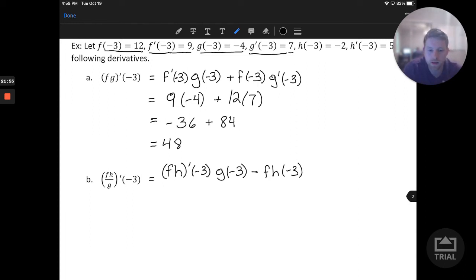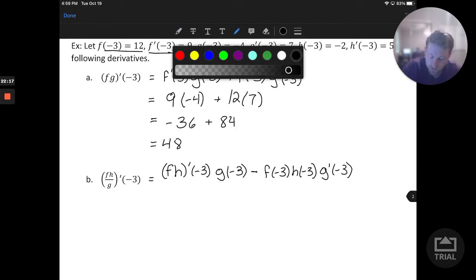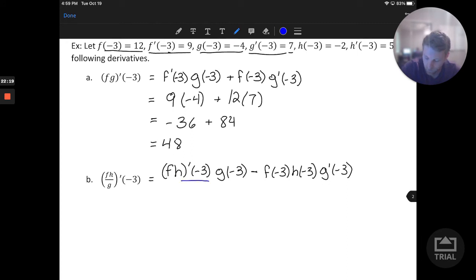And in this case, maybe a little better way to write that would be just the functional value of f of -3 times h of -3 by itself, and then we'll take the g prime of -3. So if I kind of divided these out, this would be the derivative of the numerator times the denominator minus the numerator times the derivative of the denominator. So those are our four pieces that we're working with.